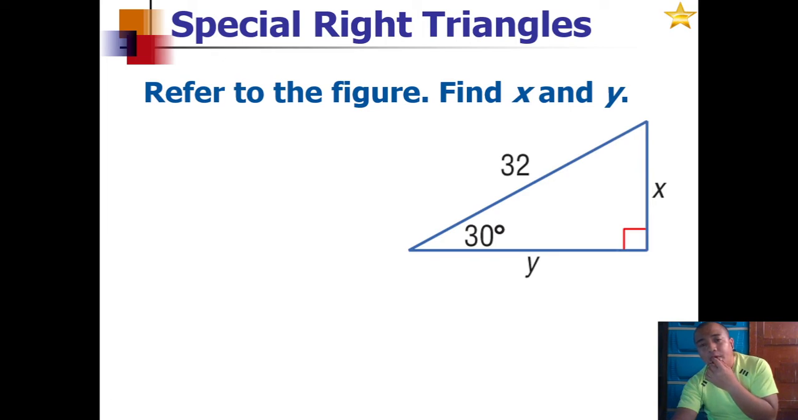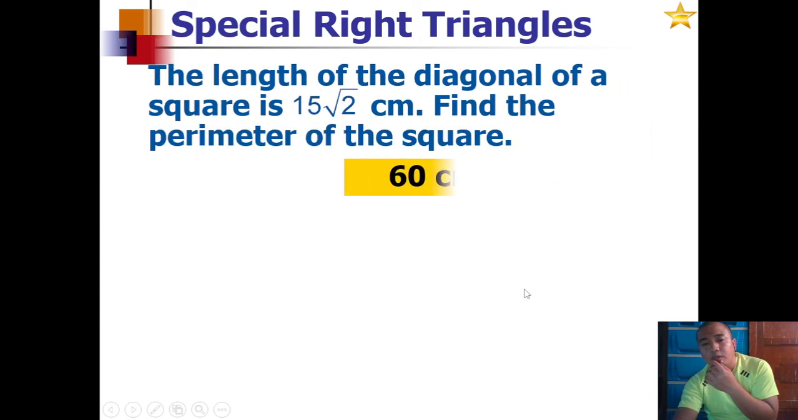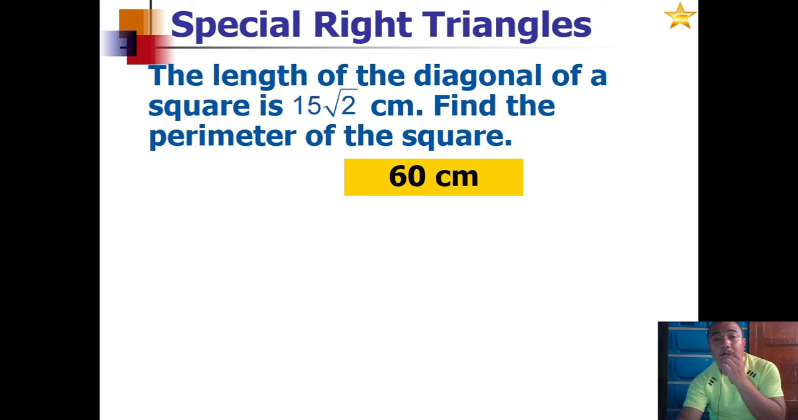Okay, refer to the figure, find x and y. So, this is a 30, 60, 90 triangle. So, opposite of 30 is x. So, that means 1/2 of 32 is x. 16. 16 yung x. Y is 16 square root of 3. The length of the diagonal of a square is 15 square root of 2 centimeters. Find the perimeter of the square. 15. 15 times 4, 60 centimeters. Ano naman yan? 45, 45, 90 degree triangle.